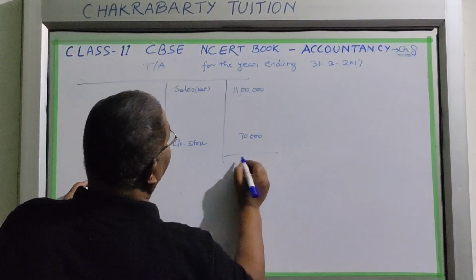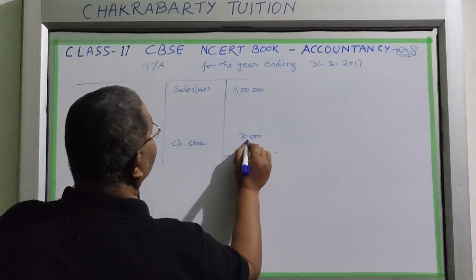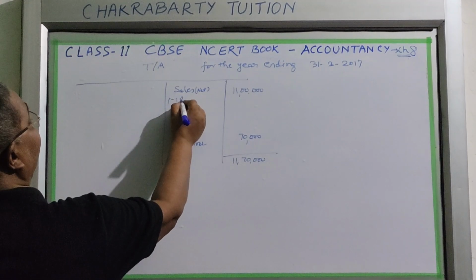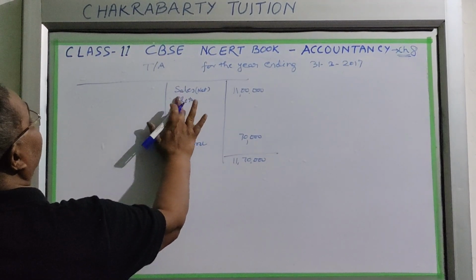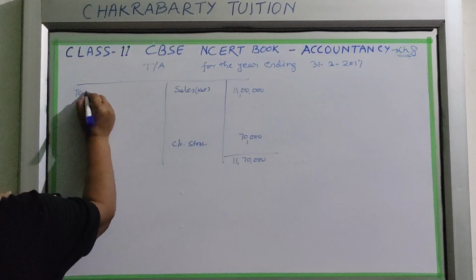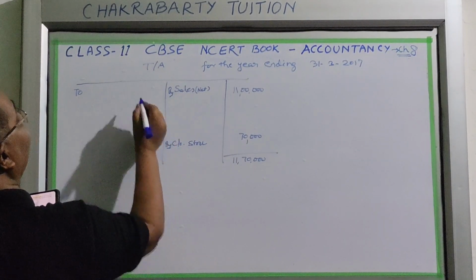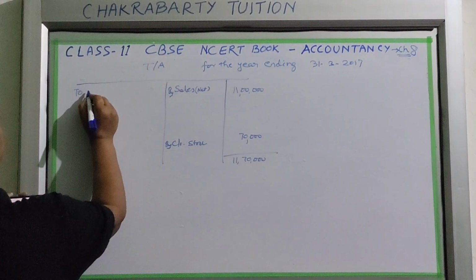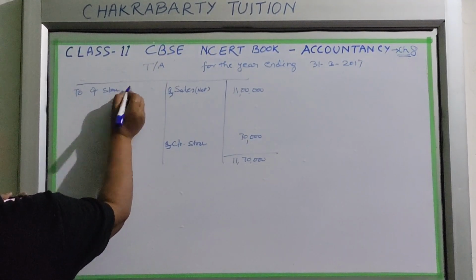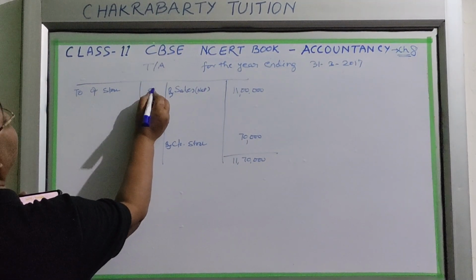You can make a total here because other items will not come here. Here only 3 items come. It is net, so returns are less. Return is not there because it is net sale. Here opening stock you always start with, and you write 'to' because it is a trading account. To opening stock, what will we write? Opening stock is 50,000.